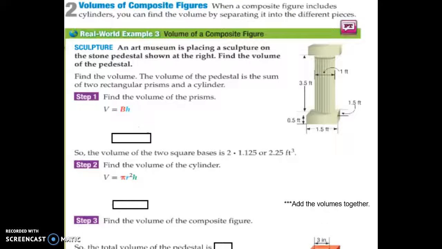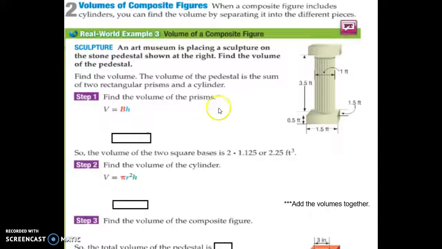All right, last one. Real world and kind of a combination of the last two sections. Here we have a pillar, or a pedestal they call it, and they want to find the volume of the pedestal with the base rectangular prisms included. All right. So we want to find the volume of each individual one and add them all together.